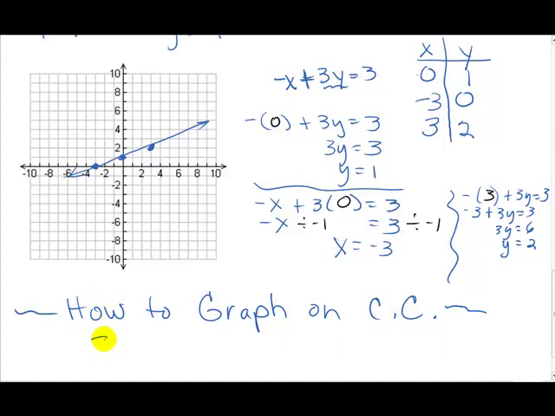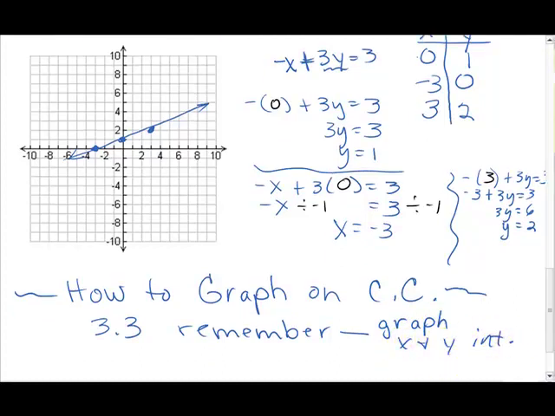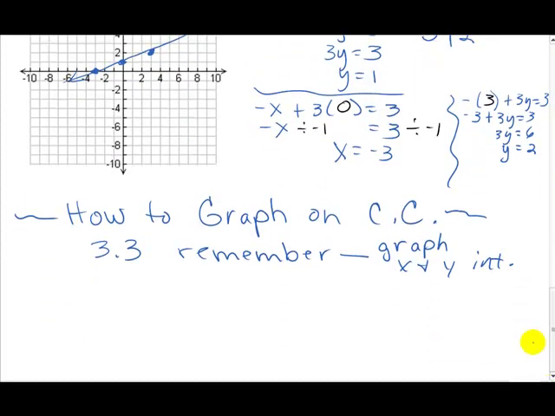But on this section, 3.3, you've got to remember to graph x and y intercepts. Or it might say that your problem's wrong. Okay? All right, good luck.